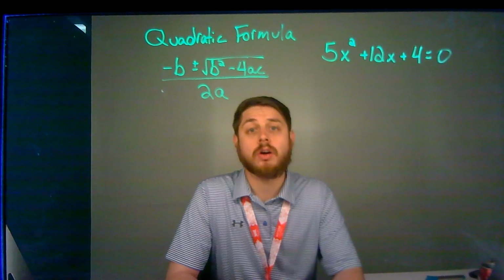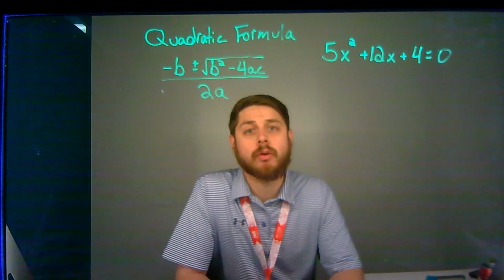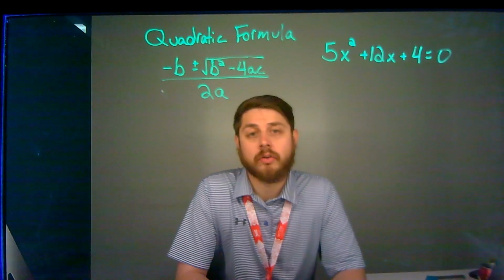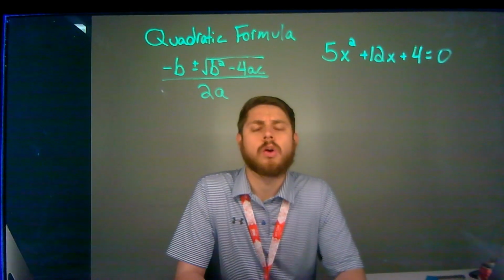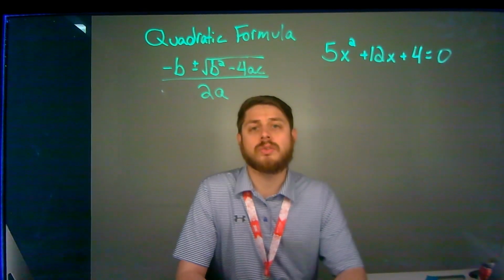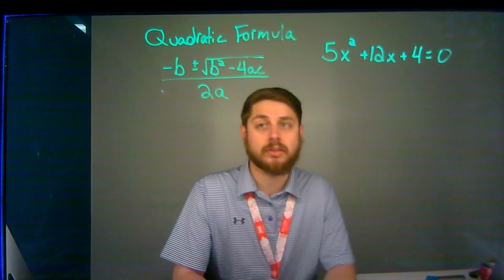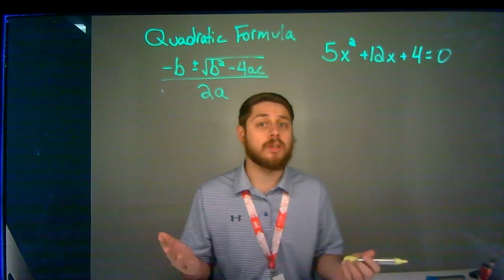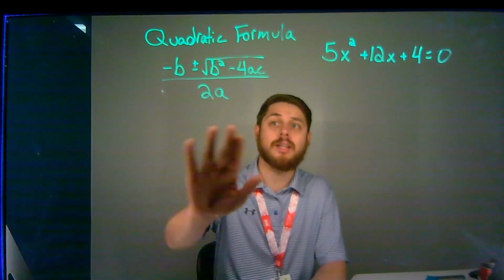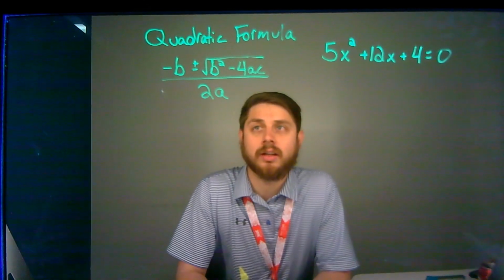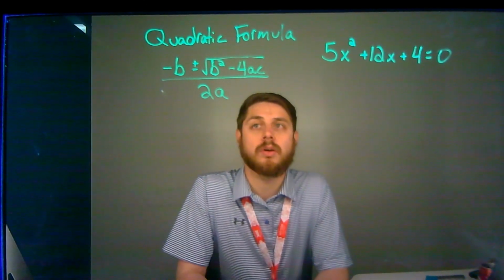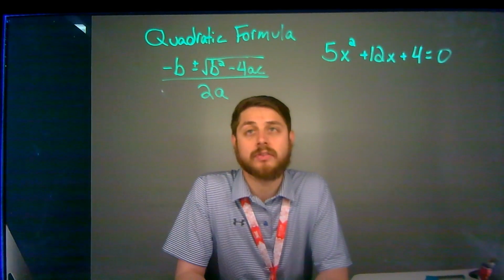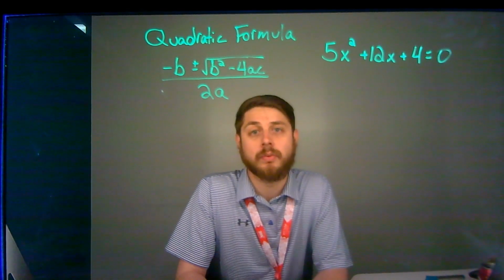So today we're going to talk about how to use the quadratic formula to solve a quadratic. And again, just like factoring or completing a square, the quadratic formula is just another way to solve a quadratic for its x-intercepts. So what is a quadratic formula? The quadratic formula is this beautiful looking expression here: negative b plus or minus the square root of b squared minus 4ac all over 2a.